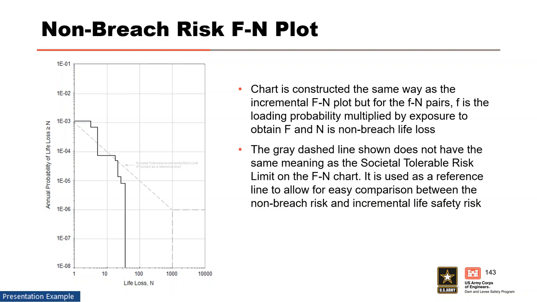The non-breach risk big FN plot is constructed the same way as the incremental FN plot, but for the FN pairs, F is the loading probability multiplied by the exposure, and N is the non-breach life loss. The gray dashed line shown does not have the same meaning as the societal tolerable risk limit on the big FN plot. It is used as a reference line to allow easy comparison between the non-breach risk and the incremental life safety risk. There are no life safety risk guidelines for the non-breach risk.